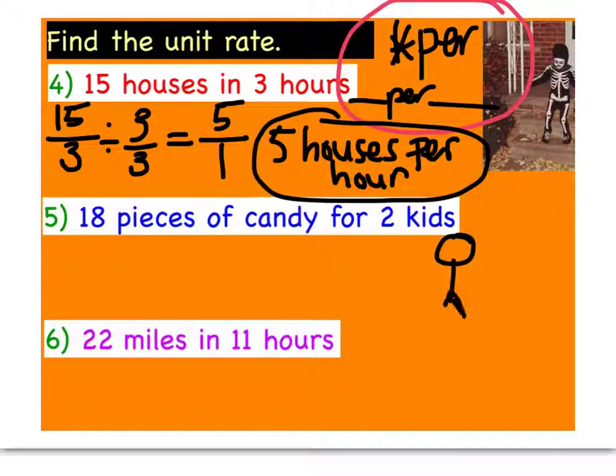Alrighty, I want you to turn to your face partner and say, let's do number 2. Alright, pause the video. I want you to try number 2 with your shoulder partner.